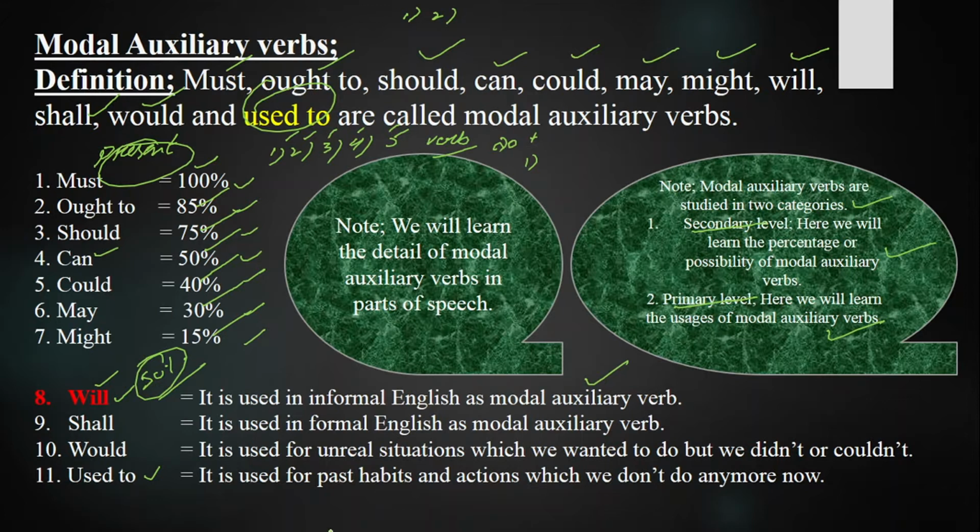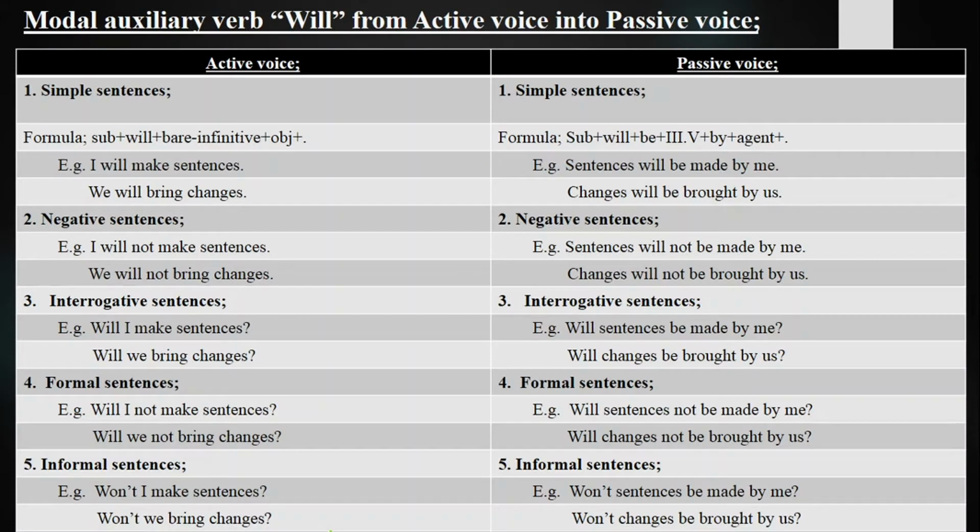So let's begin. The main target is how to change it from active voice into passive voice. This should be in your mind. Let's begin. The main topic is the modal auxiliary verb will, from active voice into passive voice. As we have discussed, in active voice the subject does something, in passive voice the subject is affected.